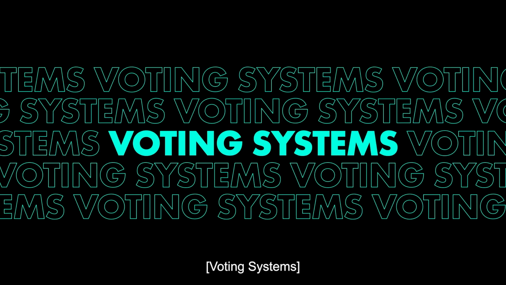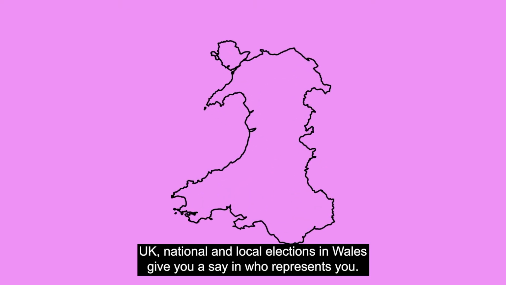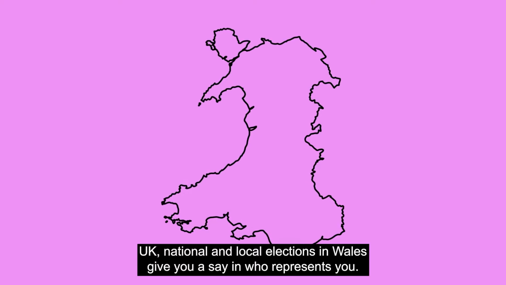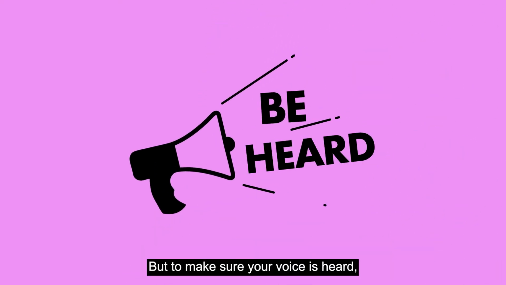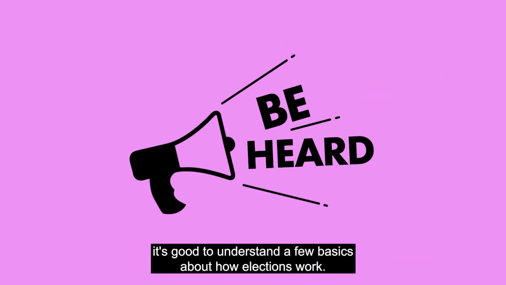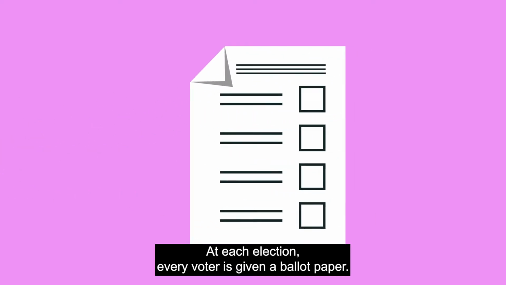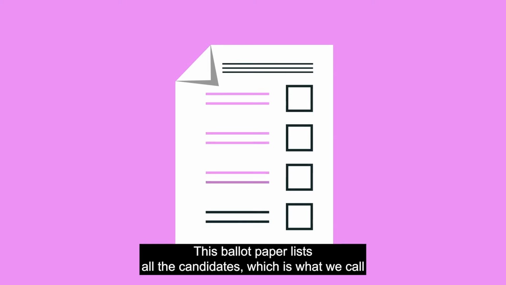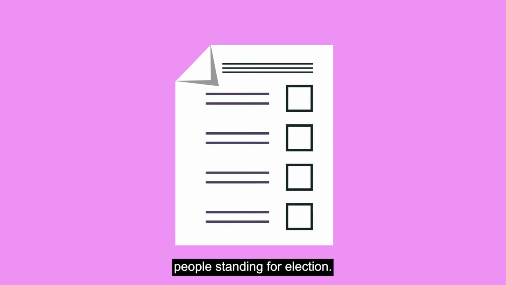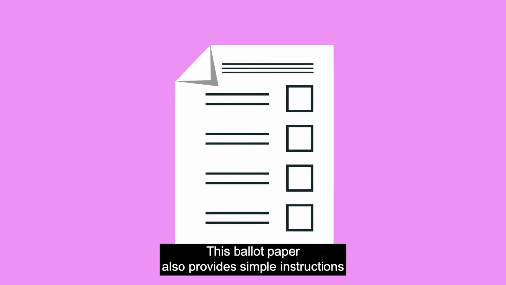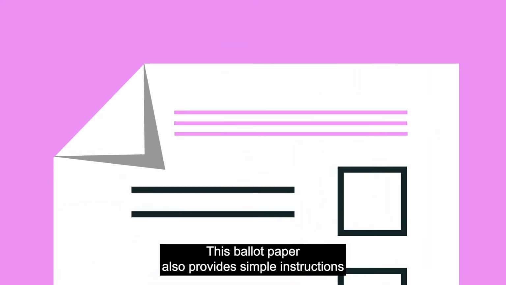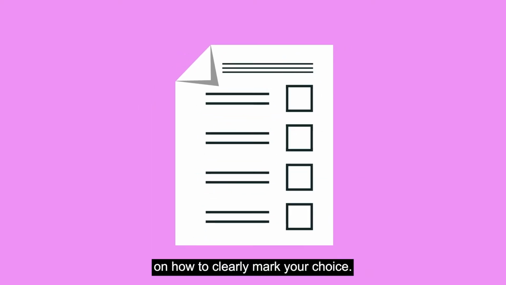Voting systems. UK national and local elections in Wales give you a say in who represents you. But to make sure your voice is heard, it's good to understand a few basics about how elections work. At each election, every voter is given a ballot paper. This ballot paper lists all the candidates, which is what we call people standing for election. This ballot paper also provides simple instructions on how to clearly mark your choice.